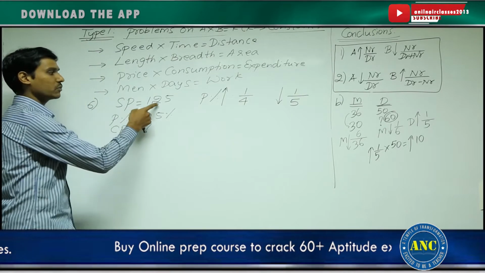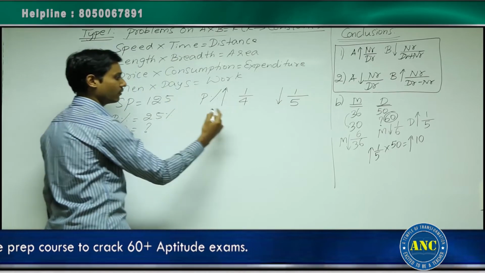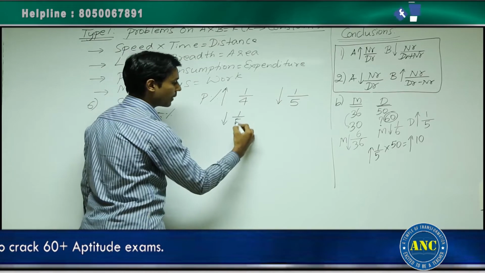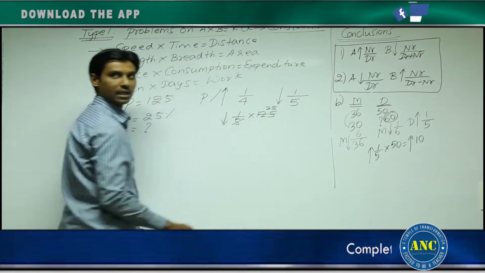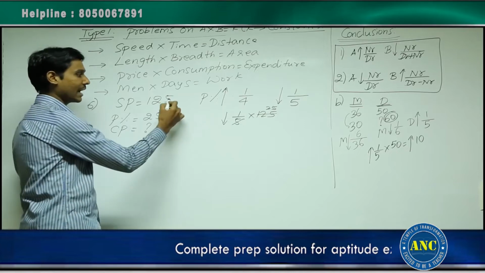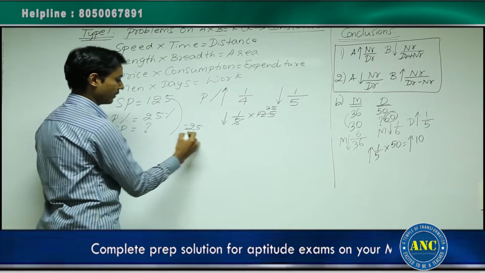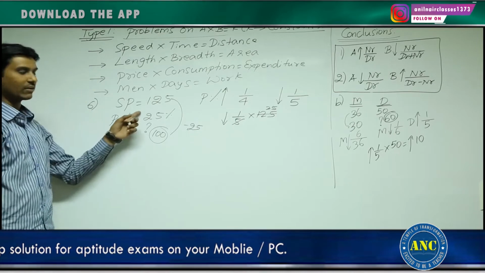See here. It was 125 rupees. There should be a decrease of 1 by 5 from this value. What is 1 by 5 of 125? 25. That means there should be a decrease of 25 rupees from 125. What should be the answer? 125 minus 25. It is nothing but 100. Answer is 100.